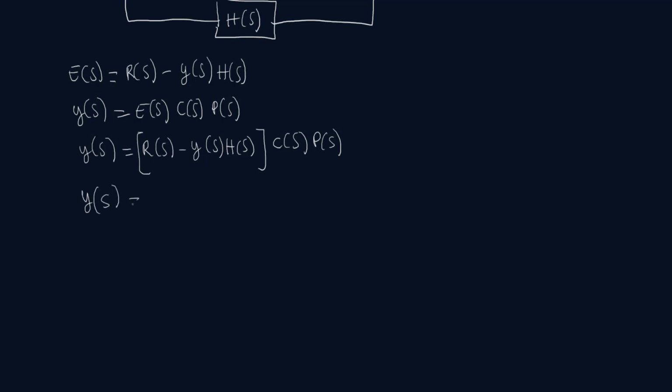So we'll multiply out. So this is R(s) multiplied by C(s)P(s), simple algebra, minus Y(s)H(s)C(s)P(s), right? So you multiply R(s) by C(s)P(s) and multiply this right here, Y(s)H(s), by C(s)P(s). Okay, so we need to take out the output, right? So put the outputs together.